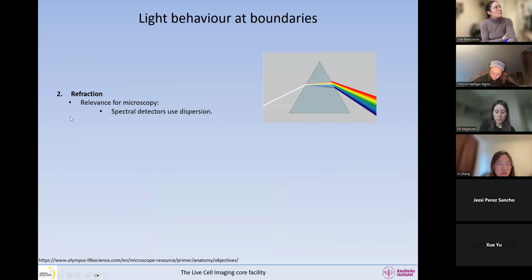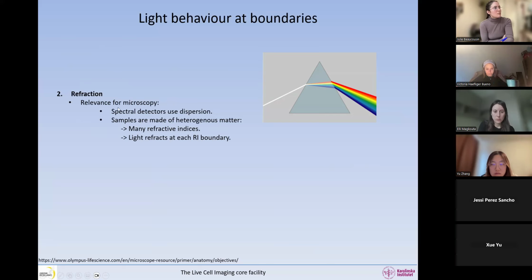And why is it relevant for us? Because dispersion is used a lot in a microscope. This is the way spectral detectors work. Okay, this is the way they change the light into a rainbow so that we can acquire different colors. So that is very relevant for microscopy. Because samples are made of heterogeneous matter, they contain actually many refractive indices. So inside our sample, we cannot say we have one refractive index, we have actually many. And at each boundary, the light refracts.